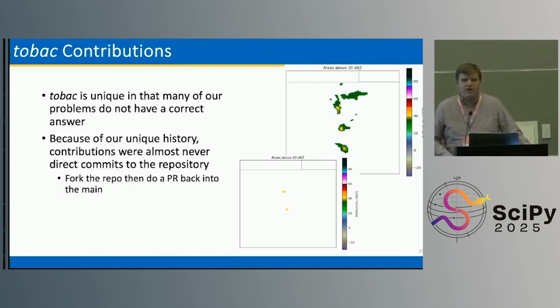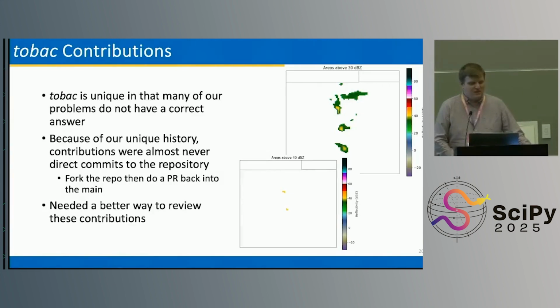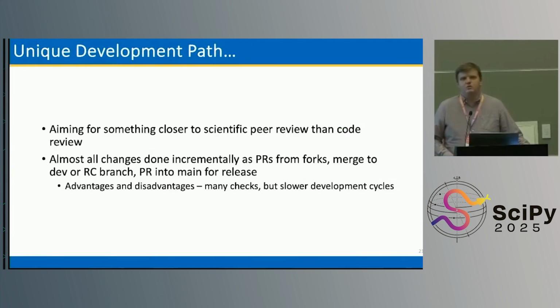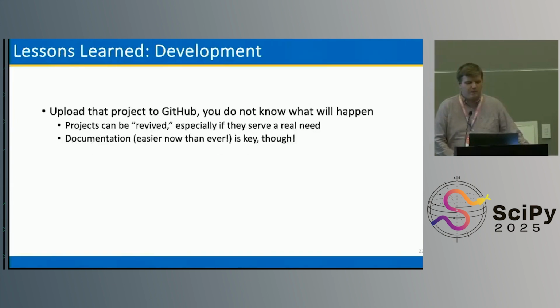And so because of that and because of our unique history, we do almost no direct commits to the repository. Almost all of our development is done through pull requests. There's good and there's bad here. We now review contributions more closely to scientific peer review, and we do almost all of our changes through pull requests from forks and then PRs to main for release. There's advantages and disadvantages here, and I'm happy to talk more about those offline.